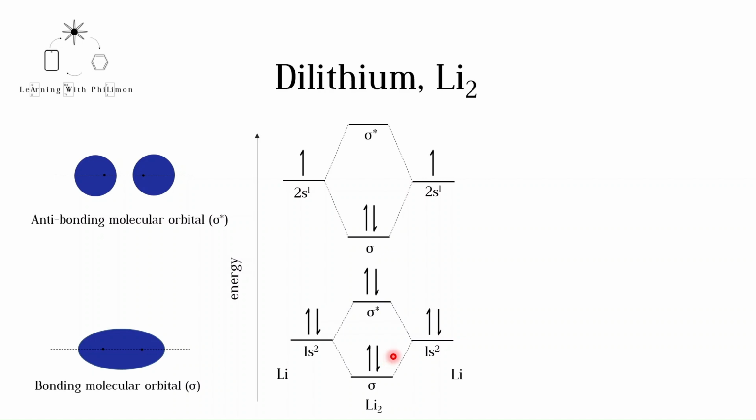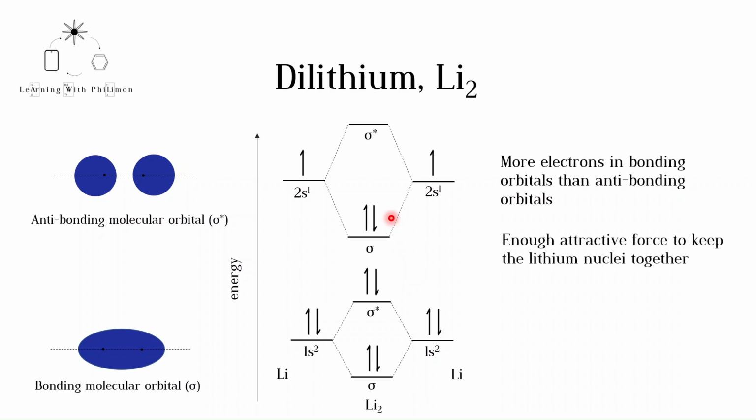The attractive force from the first filled bonding orbital and the repulsive force from the first filled anti-bonding orbital cancel out. However, we have 2 electrons in the second bonding orbital. This means that overall there is enough attractive force to keep the two lithium nuclei together. In fact, the bond energy of dilithium is 110 kilojoules per mole, which means that 110 kilojoules of energy is needed to break the bonds in 1 mole of dilithium molecules. This diagram proves that dilithium is in fact a stable molecule.